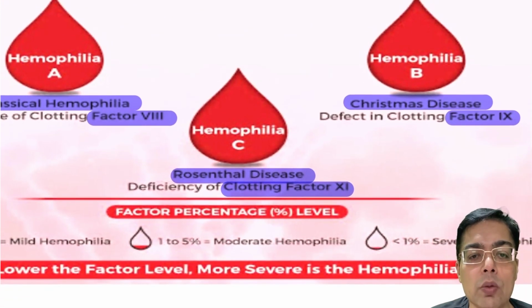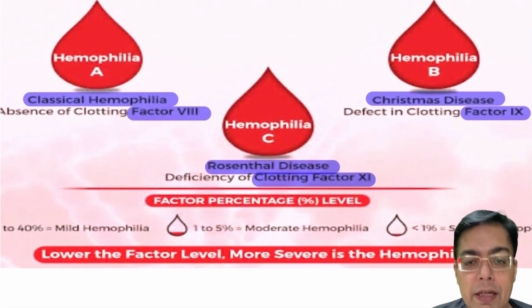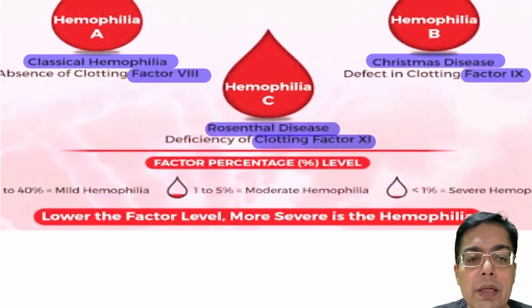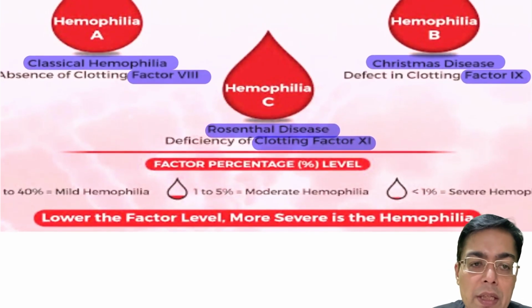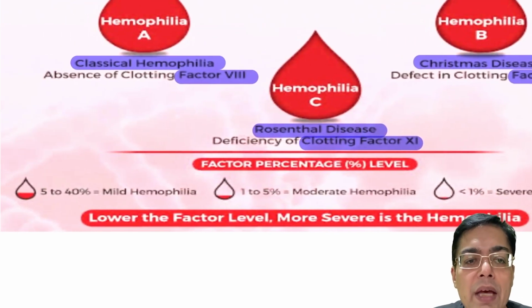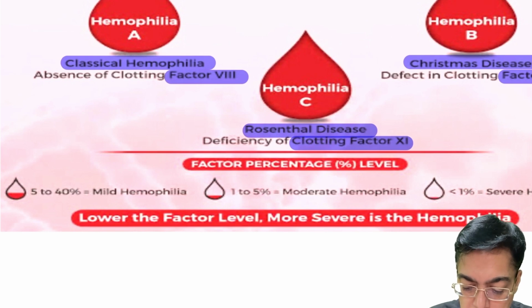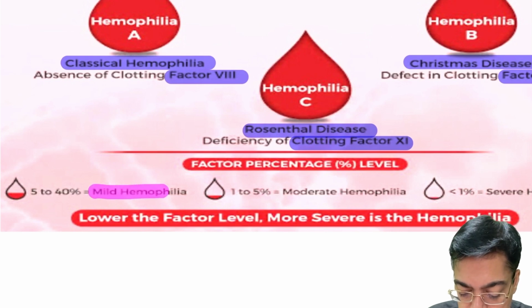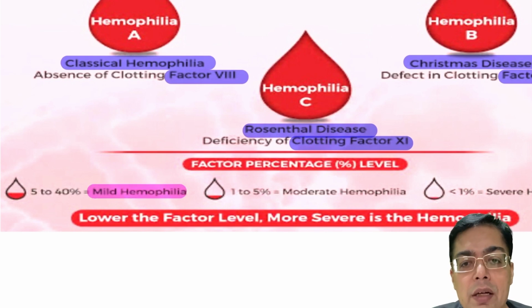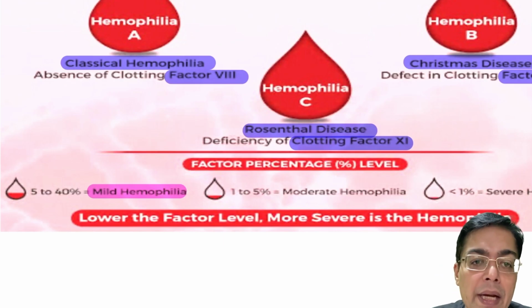Now, depending upon the level of the clotting factors, hemophilias are going to be either mild, moderate, or severe. If a person has a value of clotting factors from around 5 to 40%, we still call it mild hemophilia. That is interesting: you do not need to have 100% of the clotting factors for the proper functioning of the coagulation cascade. Even with 5 to 40%, it is still a mild disease.